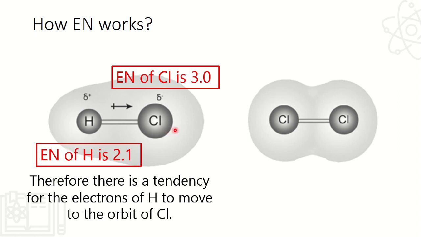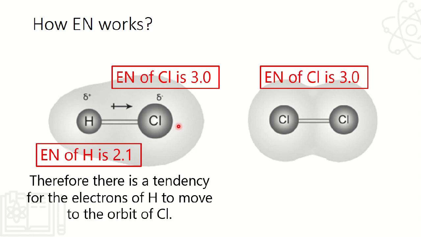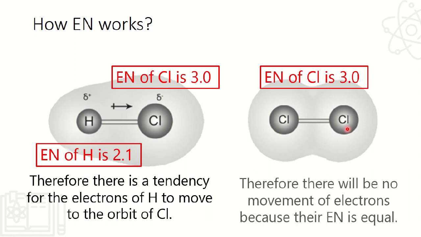Then, sa kabila naman tayo. The electronegativity of chlorine is 3.0. Pareho lang naman silang chlorine, therefore pareho yung electronegativity nila. Kung magkamukha yung electronegativity nila, saan pupunta ang electron? Siyempre, wala. Hindi gagalaw yung electron kasi walang mas mataas. So, anong mangyayari? There will be no movement of electrons because their electronegativity is equal.